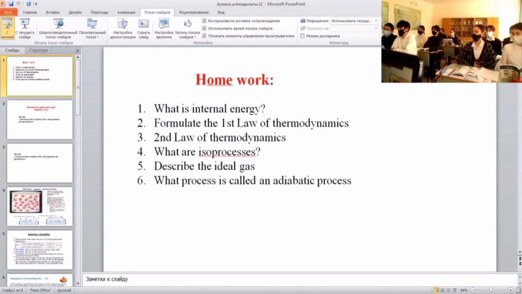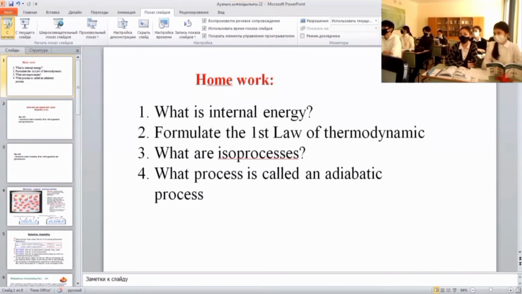What's the homework? Questions we asked for homework. First question: What is internal energy? Internal energy is the sum of the potential energy of the system and the kinetic energy of the system. Good.